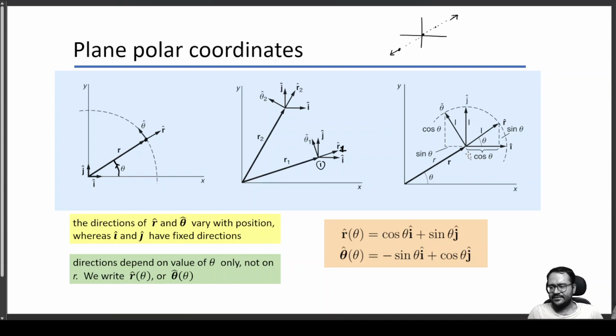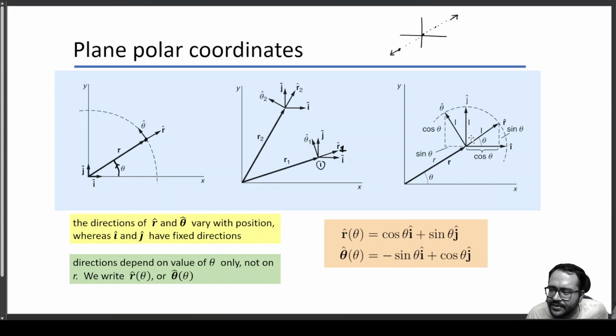you can easily check, just simple geometry, that your r hat will be cos theta i hat plus sine theta j hat, and your theta hat will be minus sine theta i hat plus cos theta j hat. Just keep it simple. If you have r hat here, think about the projection: your i's projection is here, and this is j's projection here. Everything is unique: all r hat, theta hat, i hat, j hat. The magnitude of all the hats is simply 1.